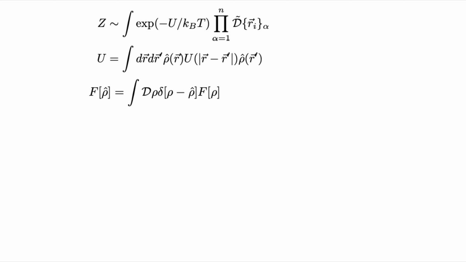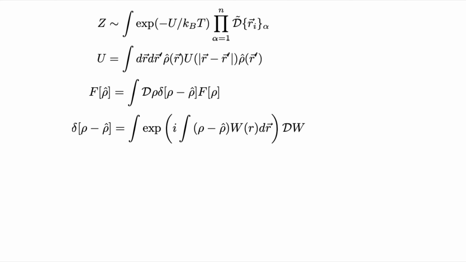Just like a regular delta function, it has a shifting property. And that is, if you perform a functional integral over this functional delta function times f of rho, integrated over rho, this is equal to f of rho hat. You can switch the rhos and the rho hats in the f as much as you want.